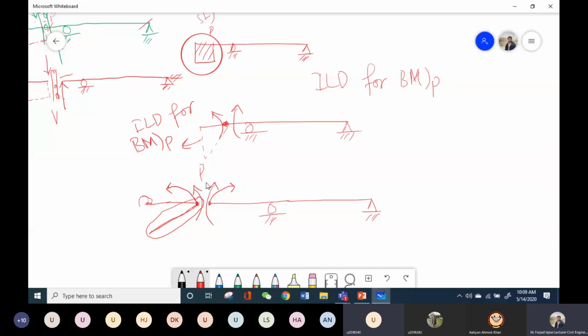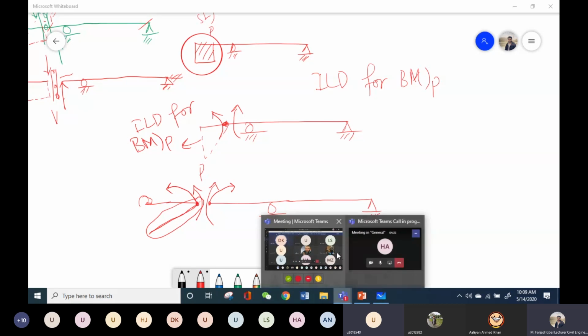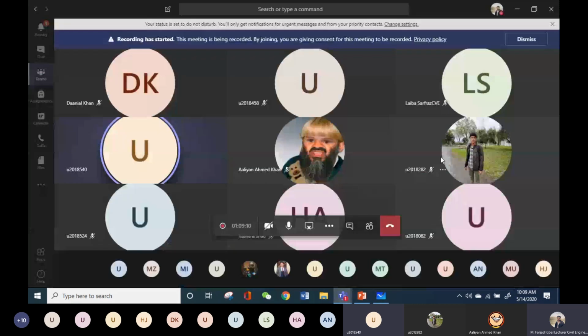Point P. I don't get it. Can you show me how you plotted it, if it's possible for you?